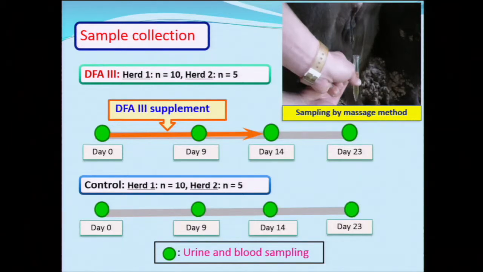Urine and blood samples were collected at the start of DFA III, in the middle on day 9, on the final day of supplementation of DFA III on day 14, and on the final day of sampling, day 23. As shown in the picture, the urine samples were collected using the massage method.